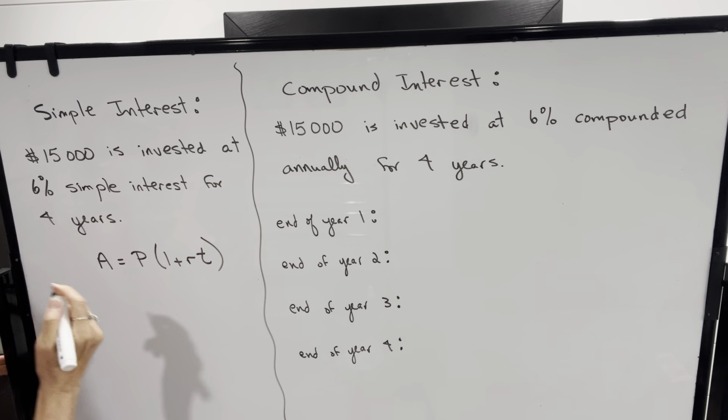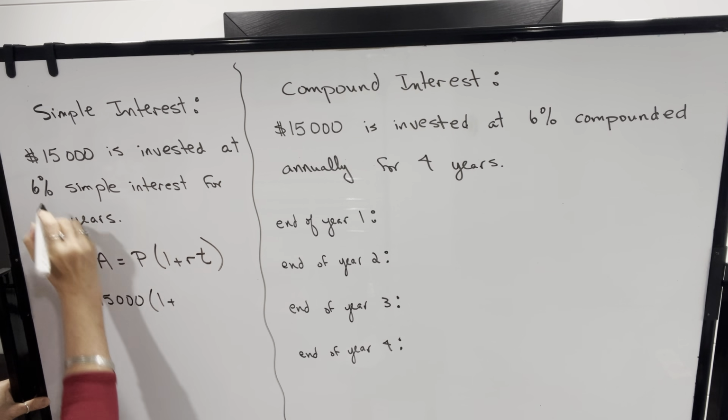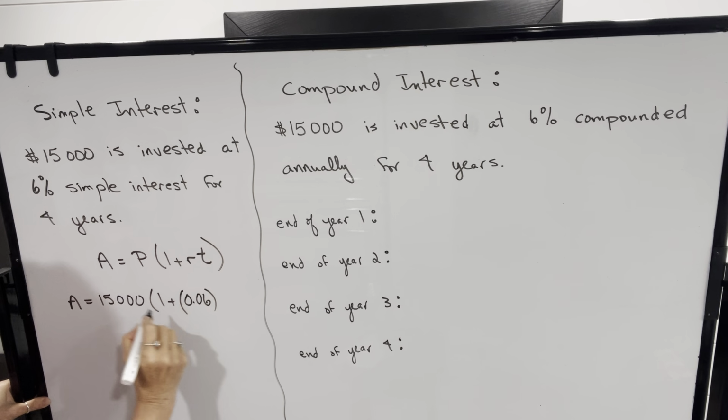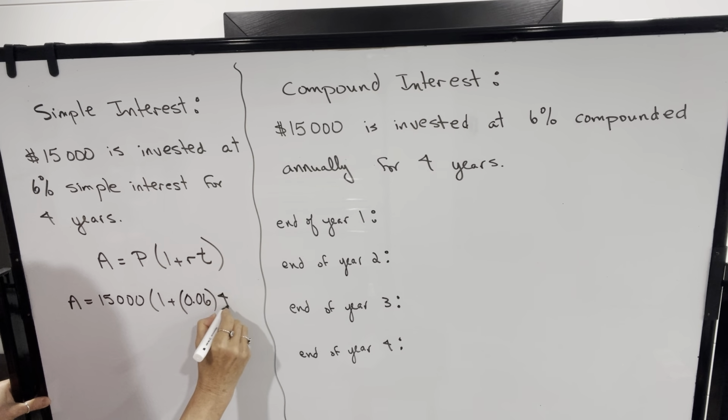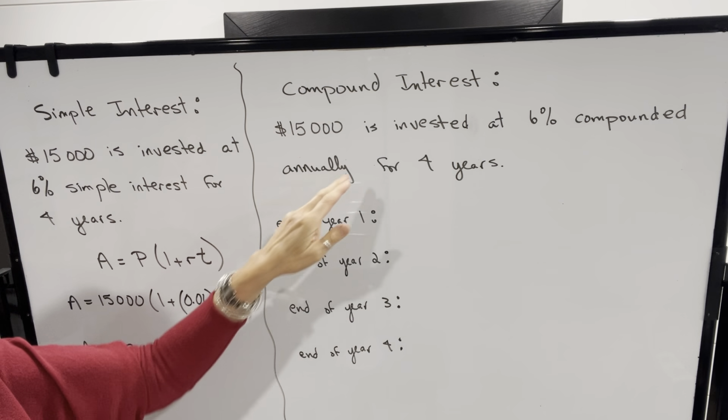So if we plug our values in, our principal is $15,000, our interest rate is 6%, and our time is 4 years. With simple interest, $15,000 would grow to $18,600 in 4 years at 6%. Now let's take a look at what happens if the interest is compounded.